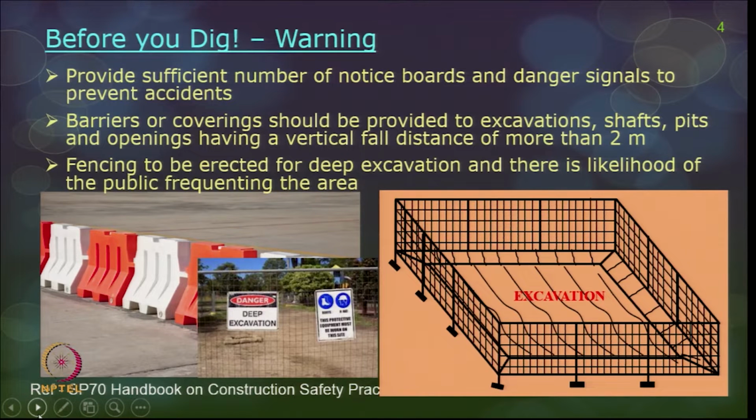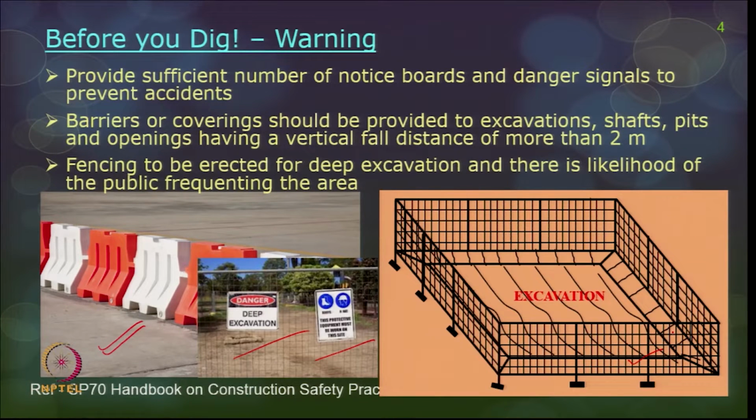Now, before you dig, you have to post warning messages to the public, and you have to prevent the public from entering into the construction site. So, what you should do is first provide a sufficient number of notice boards and other danger signals and warning signals to prevent accidents. The next one is barriers. Barriers are primarily obstacles or obstructions, so that the public does not intervene in the excavation work, and these should be provided for any excavation shaft or pit or opening having a vertical distance of more than 2 meters. Then fencing. This is a picture of fencing. Fencing is erected for deep excavation and when there is a lot of likelihood of the public frequenting that area.